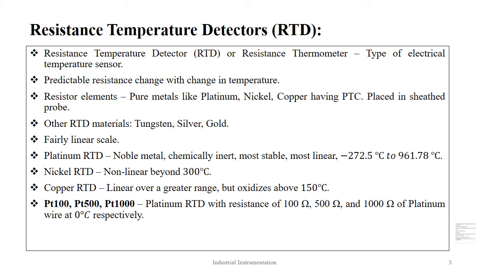The PT100, PT500 and PT1000 are standard calibrated RTD circuits with 100 ohm, 500 ohm and 1000 ohm of platinum resistance wire at 0 degrees Celsius respectively. Other RTD elements are calibrated against the PT100. The RTD elements generally have PTC, that is positive temperature coefficient, which means resistance increases with increase in temperature value. The RTD normally has a linear output scale for a significant temperature range, but beyond that range it loses its linearity.